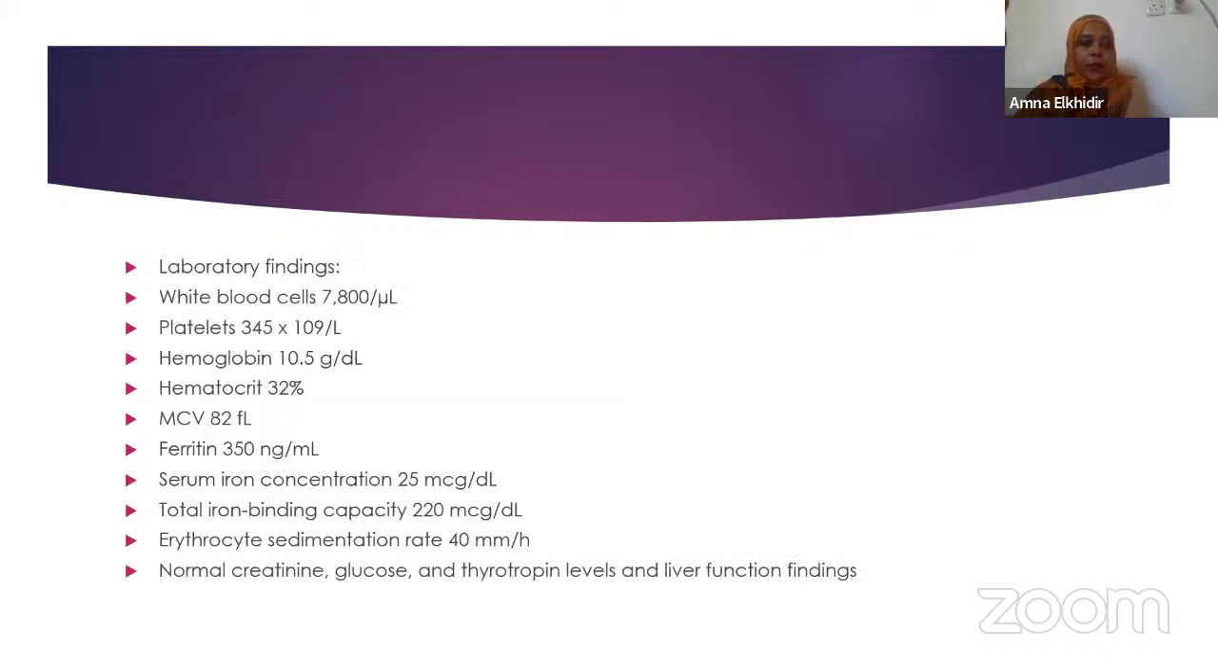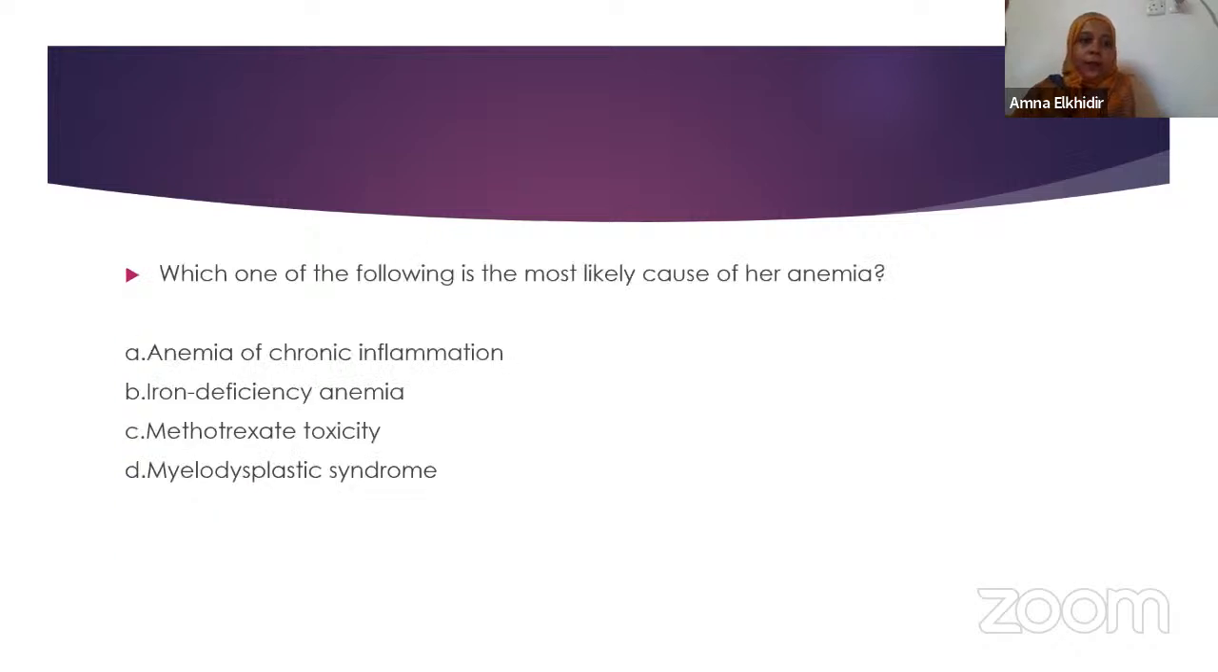In her labs, there is a white blood cell count of 7.8, platelet count 3,045, hemoglobin is 10.5, hematocrit 32%, MCV is 82, ferritin 350, iron concentration 25, total iron binding capacity 220, ESR is 40. She has normal creatinine, glucose, troponin level, and liver function. Which of the following is the most likely cause? Anemia of chronic inflammation, iron deficiency anemia, methotrexate toxicity, or myelodysplastic syndrome.